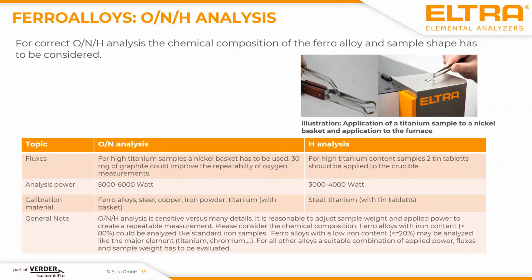When you use ferrotitanium and would like to make a hydrogen analysis, you don't need a basket. You just have to utilize 2 tin pellets which have to be placed in the lower crucible.